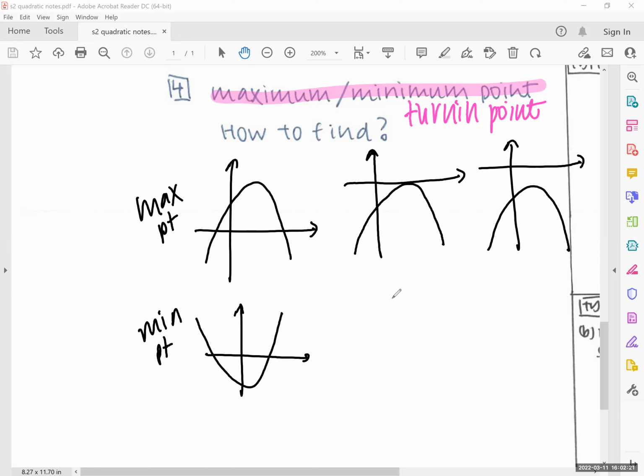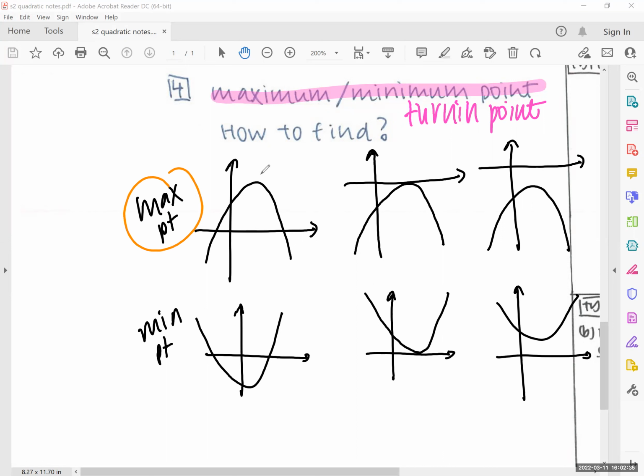U shape can be like this, and like this. It must touch at only one point, and U shape can also never touch at all. So maximum point means here, here, here. Minimum point means here, here, here. Same as just now, I use red color for x-intercept. Here got 2 x-intercepts, here got 1 x-intercept, here got no x-intercept. So these are the 6 different scenarios for maximum and minimum point.